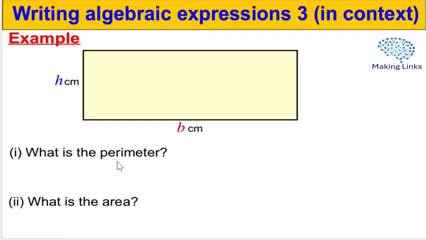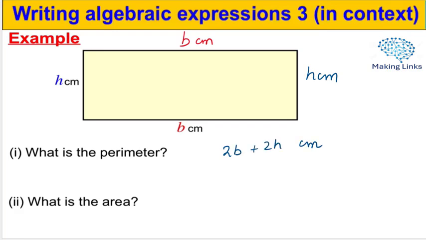Pause the video and try if you feel you can. Okay, in this question, that's a rectangle. So in a rectangle, two opposite sides are equal. So if this is B, that is also B centimeter. And if this is H centimeter, that is also H centimeter. The question here is, what is the perimeter? So we have two B's and two H's. So that would be 2B plus 2H centimeter.